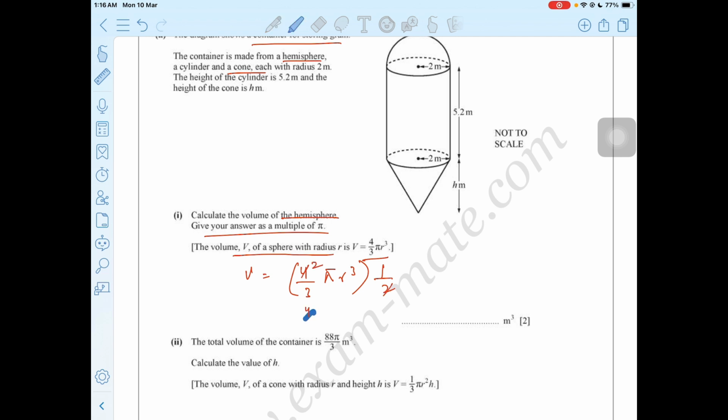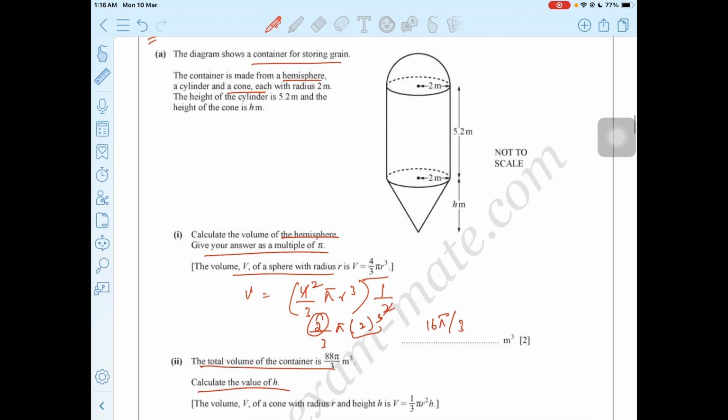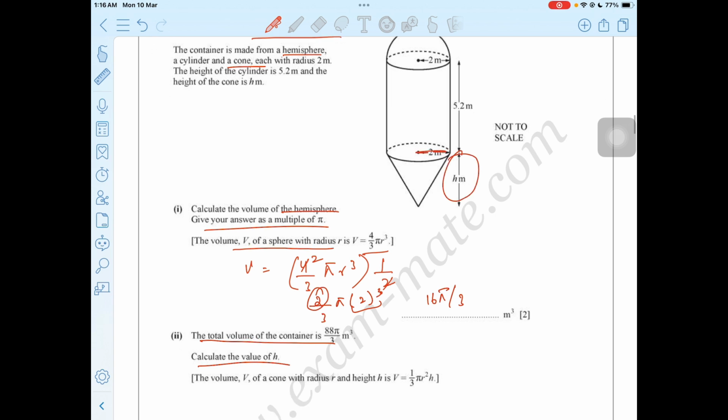This will be cancelled out, so this would be 2/3 pi, radius as 2 cubed, so we get our answer as 16 pi by 3, right? This is 8, and then 2 is 16, and then 16 pi by 3, right? The total volume of the container is this. Calculate the volume, calculate the value of h, right? So we have 16 pi by 3, and we have this, and then we have to calculate the height, right?